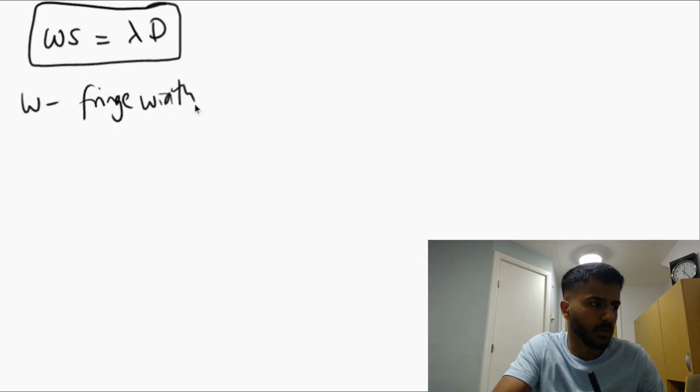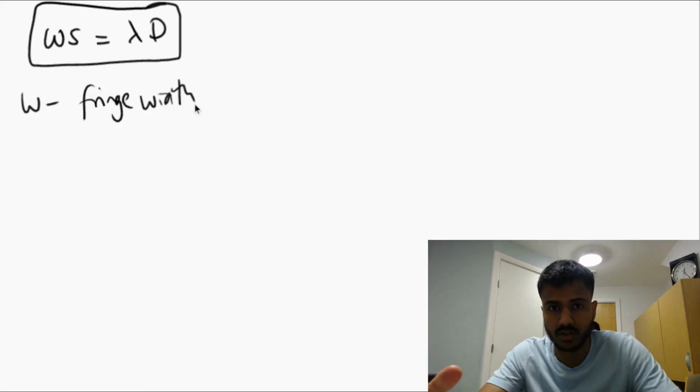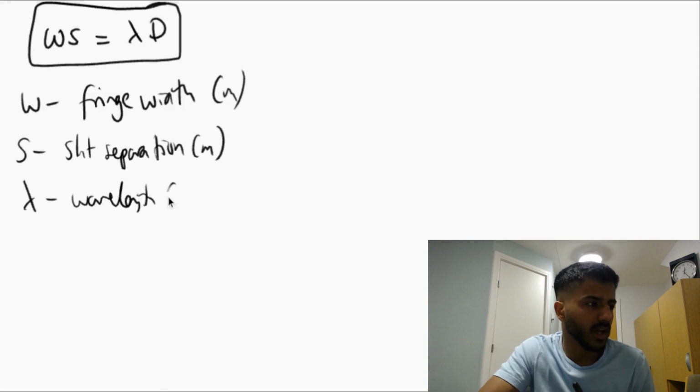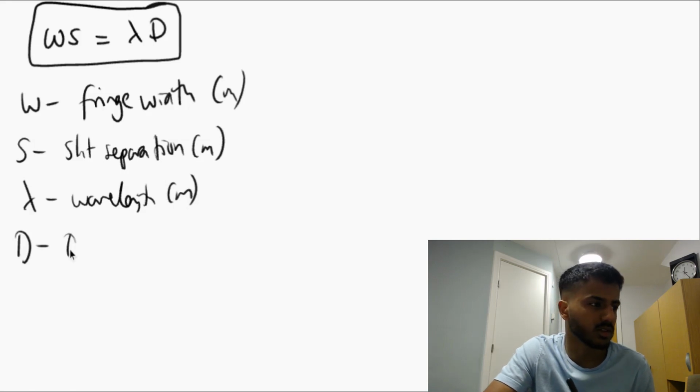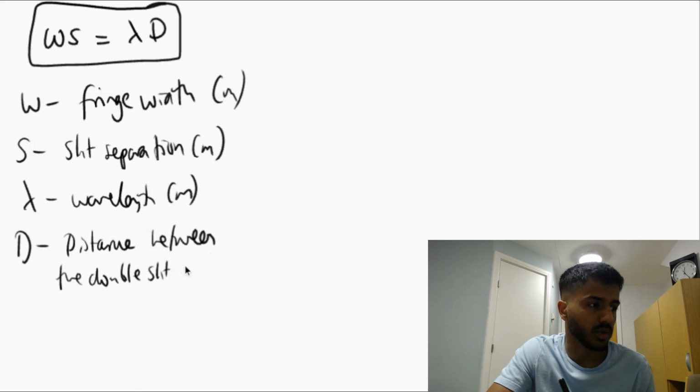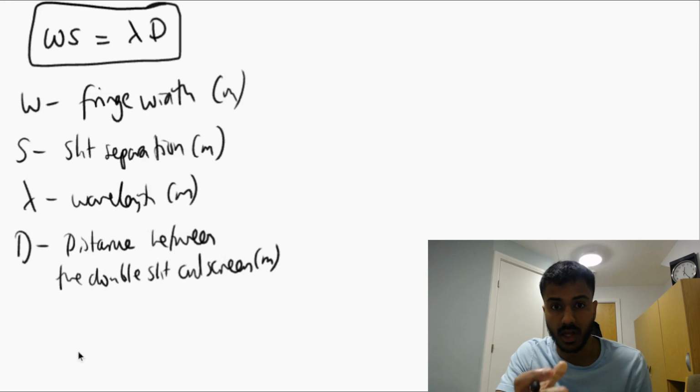Now, here W stands for the fringe width, i.e. the separation between two fringes. And this is given in meters. S is your slit separation in meters. Lambda is your wavelength, once again in meters, and d is your distance between the double slit and the screen in meters.